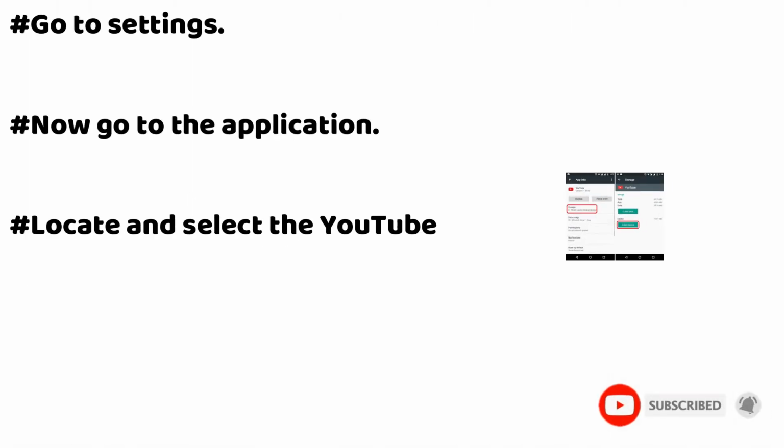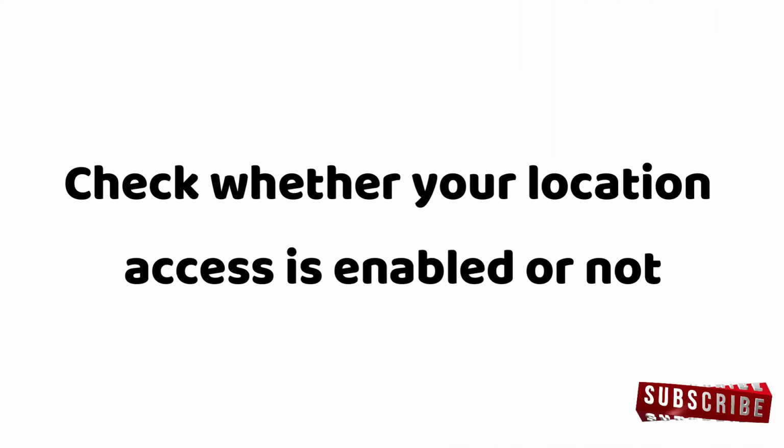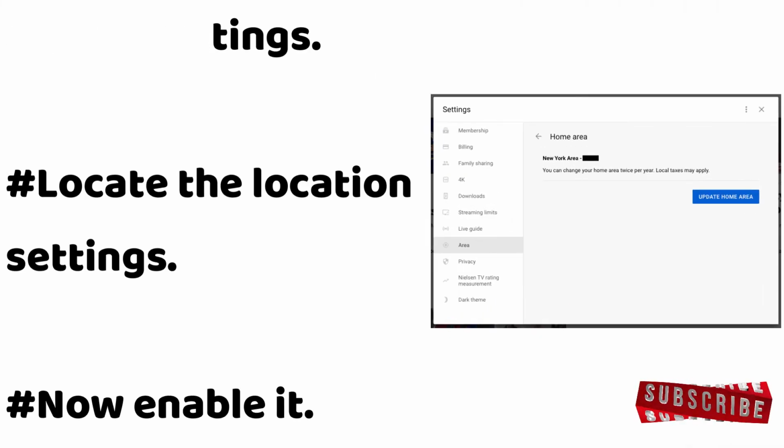Go to Settings. Now go to the application. Locate and select the YouTube TV app. Now clear its cache and the data. Go to Settings. Locate the location settings. Now enable it.